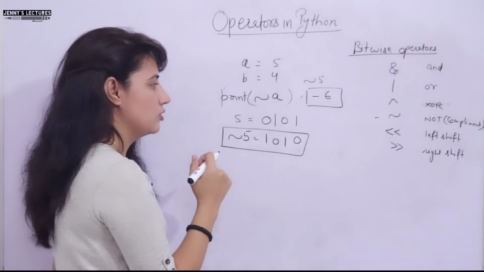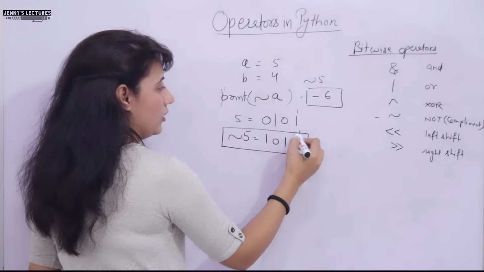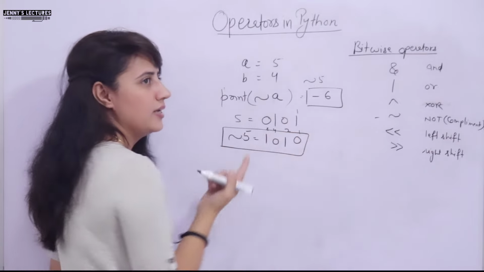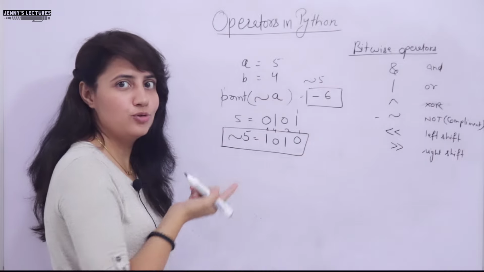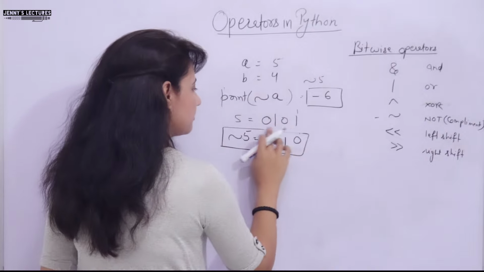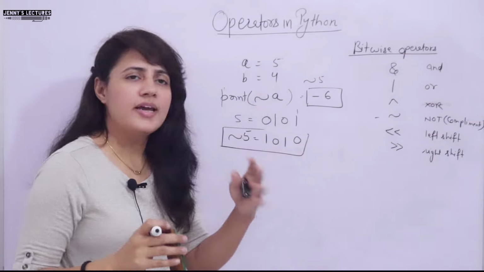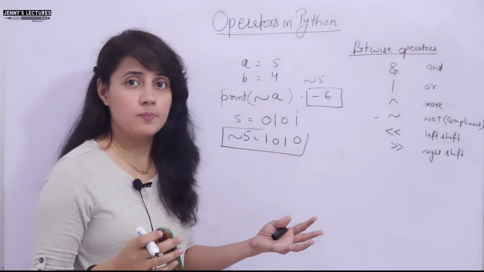Now what is this 1, 0, 1, 0? Maybe if you apply that logic like 1, 2, 4, 8, you will say it is 10. So it should give 10, not minus 6. But how are we getting minus 6? See, it is not 10. We are getting minus 6. So see, we cannot store negative numbers actually in memory.